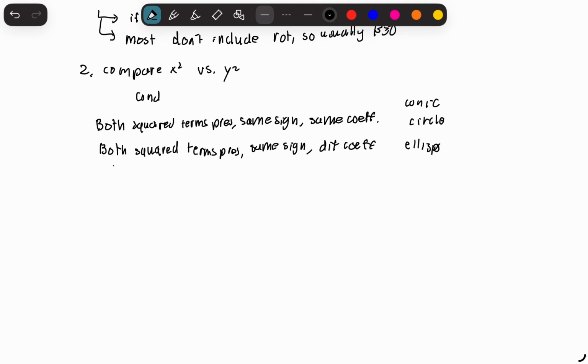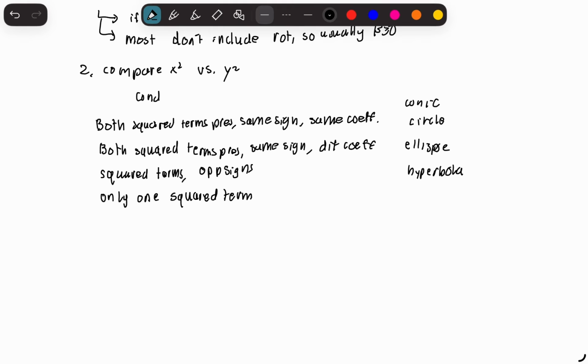That's going to be an ellipse. If you have squared terms with opposite signs, that's going to be a hyperbola. And if you have only one square term, which makes sense, as you've seen in algebra, you have just a parabola.